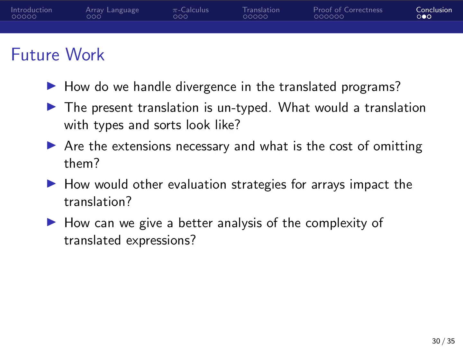We look at call by value. What if we looked at, say, call by name, or looked at evaluation strategies for arrays? How would that impact the translation? Finally, I glossed over complexity analysis quite a bit. And one might argue that the form of complexity analysis that we've chosen is imprecise. How can we get a better analysis of complexity?